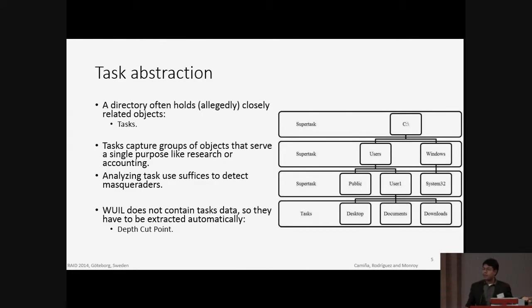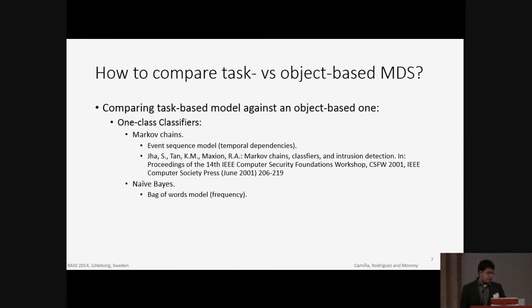The problem with WUIL is that it doesn't have any tag for the tasks, and if we asked the user to tell us what folder contains each task, it could be a problem because it wouldn't be comparable for each user. So we did it automatically with the depth cut point, which basically says at what depth in the folder structure we will consider a directory a task. In this example file system, with a depth cut point of 4, the tasks will be desktop, documents, and downloads, but the user has a lot more tasks.